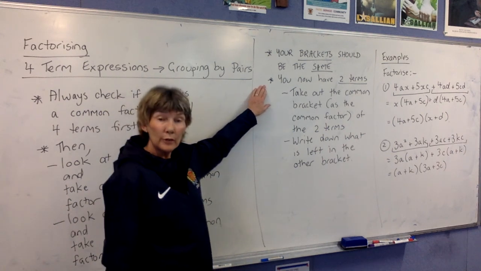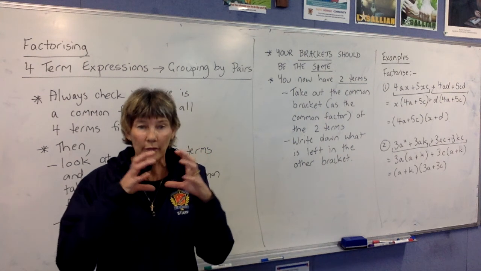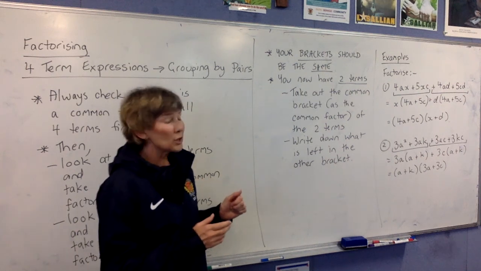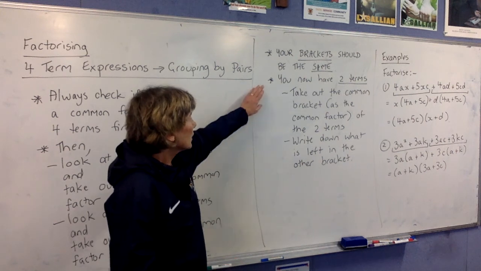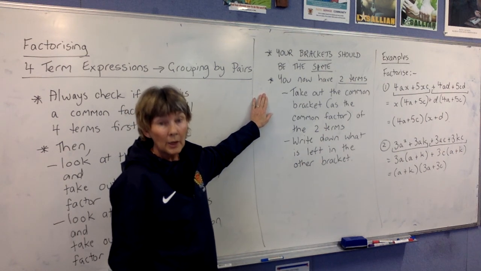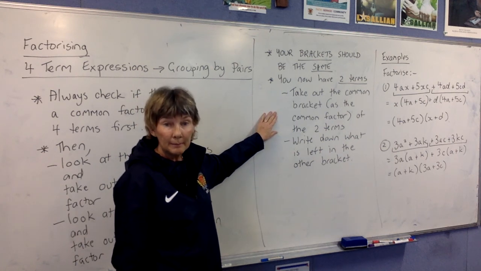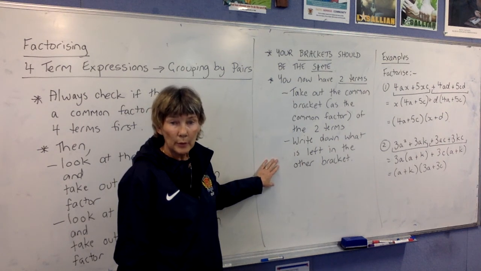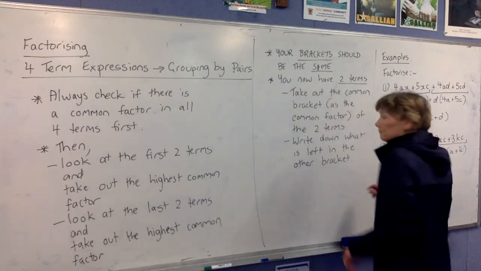Okay, so once you've done that, because the brackets are like one thing, so you can't see what's in it, you will actually be only looking at two terms now. You've created two terms. So with those two terms, you take out a common factor of those two terms, which will be the common bracket. So take out that common bracket, and everything you have left that's not been written down already goes in the other bracket. So this is the way it works.